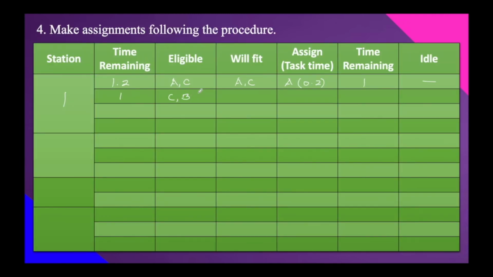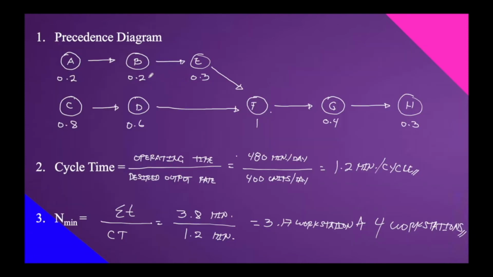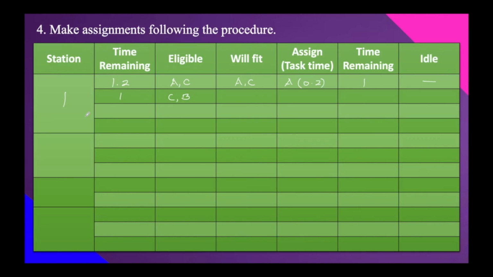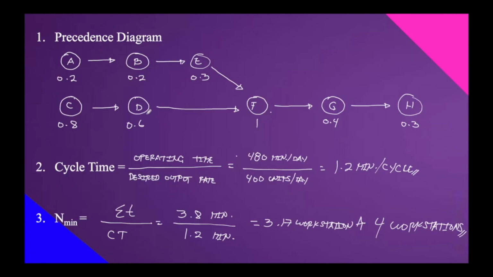But we can actually fit here si C. Si B is 0.2, si C is 0.8. Unahin natin si C. Okay, pareho sila mag-fit, no? Pero unahin natin si C, which is 0.8. So 1 minus 0.8, that is 0.2. We don't have any idle yet dahil di pa po tayo tapos. Okay, so 0.2 time remaining, eligible si B. And dahil okay na si C, eligible din si D.